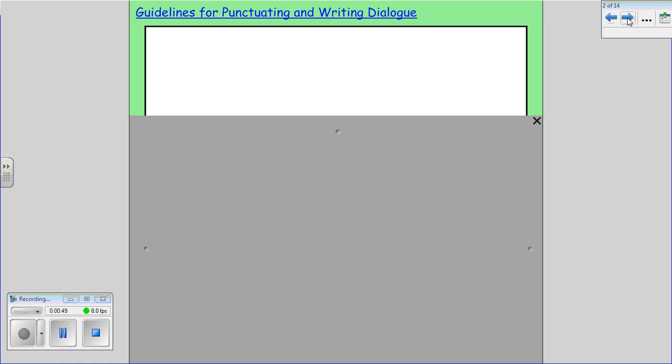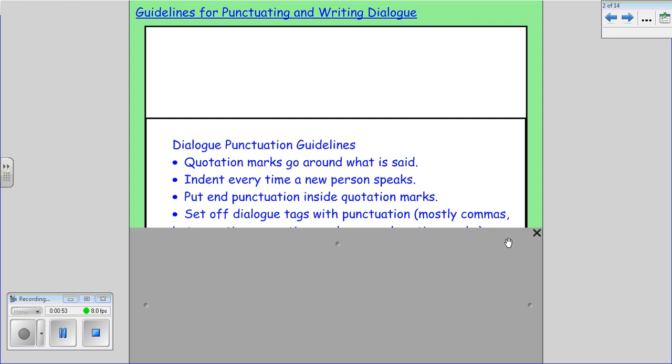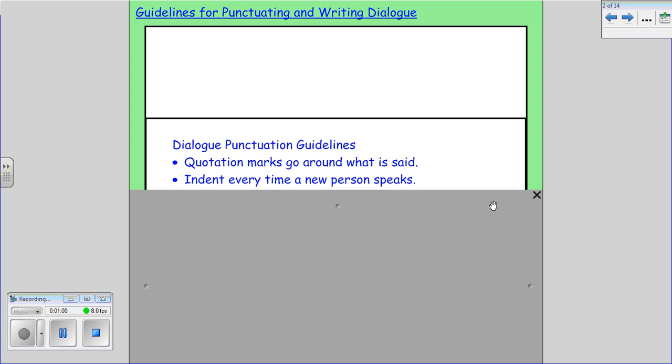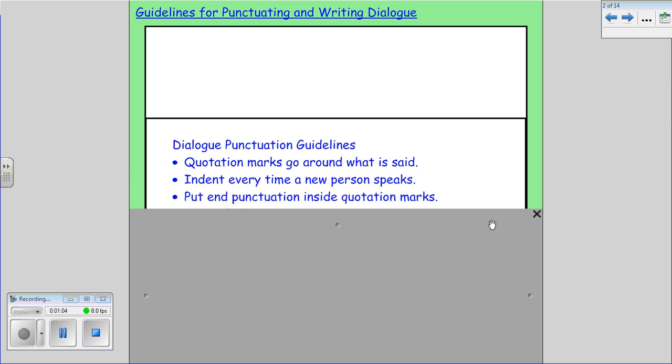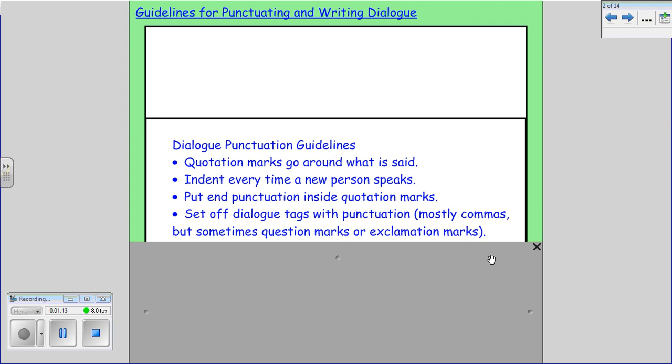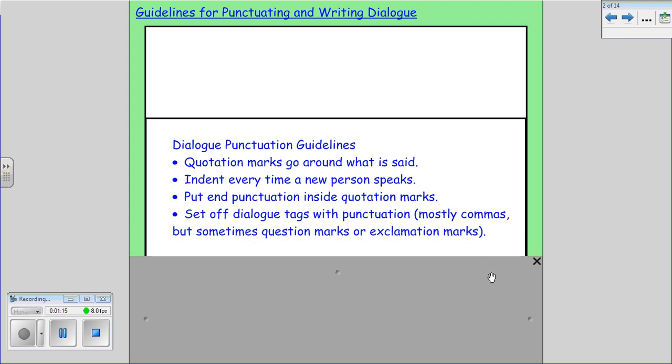So, looking over your guidelines for punctuating and writing dialogue, you may have had things like this. For example, you have to have quotation marks around what is said. You have to indent every time a new person speaks. You also have to put end punctuation inside the quotation marks. And you set off dialogue tags with punctuation. This is mostly commas, but sometimes you use question marks or exclamation marks.